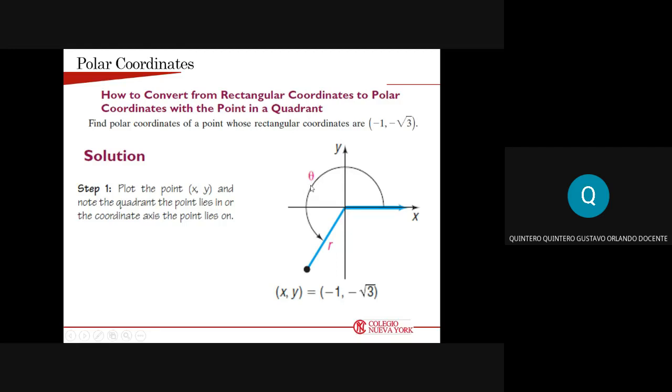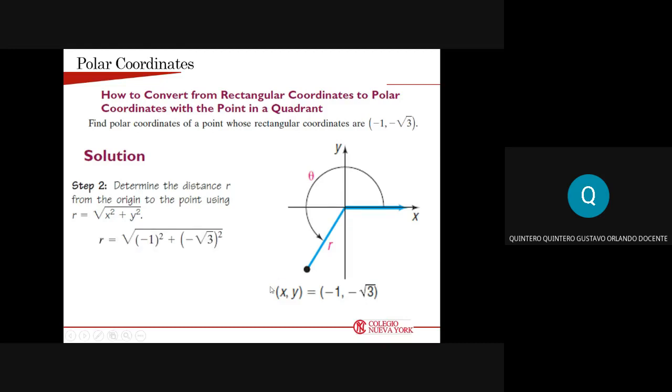Now that we have an approximation in our minds, let's jump into the real answer. As usual, to find the distance R, all we have to do is use the distance formula. This formula works for every single point. Just plug in the X and the Y. That's it. Negative 1 is the value of X. Negative square root of 3 is the value of Y. If we put this in the calculator, we have that the answer is square root of 4. And the square root of 4 is 2. So now we know that R equals 2. Pretty good.